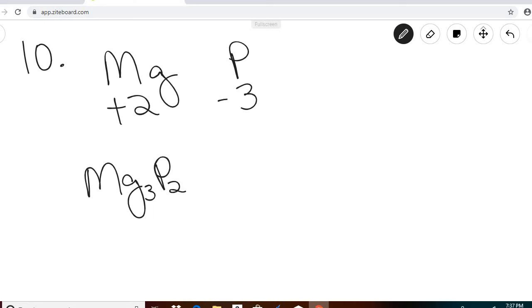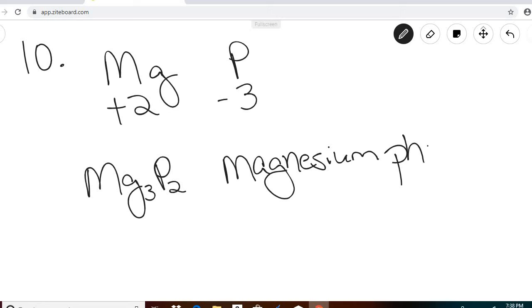And for naming ionic compounds, we just name the first element, so magnesium. And then for the second one, we just put the ending "ide" on it. So it would be magnesium phosphide.